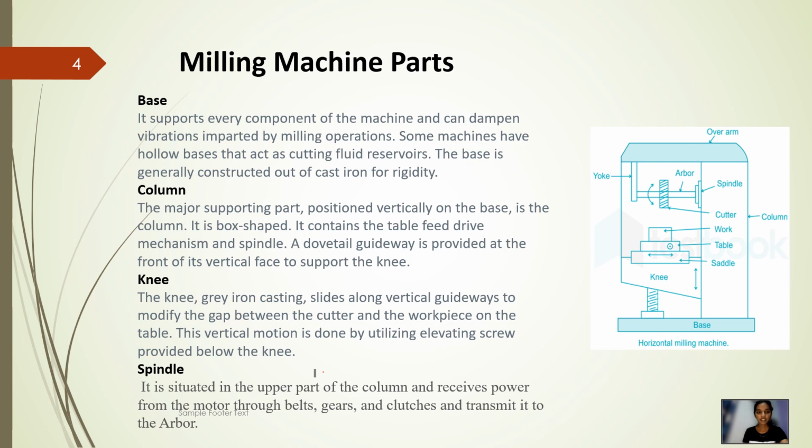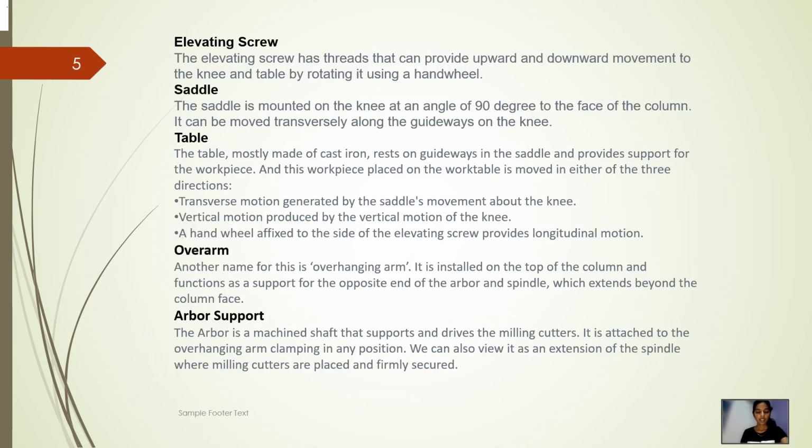And the third one, knee. The knee, a gray iron casting, slides along vertical guideways to modify the gap between the cutter and the workpiece on the table. This vertical motion is done by utilizing an elevating screw provided below the knee. Spindle. It is situated in the upper part of the column and receives power from the motor through belts, gears and clutches and transmits it to the arbor. Elevating screw. The elevating screw has threads that can provide upward and downward movement to the knee and table by rotating it using a hand wheel.